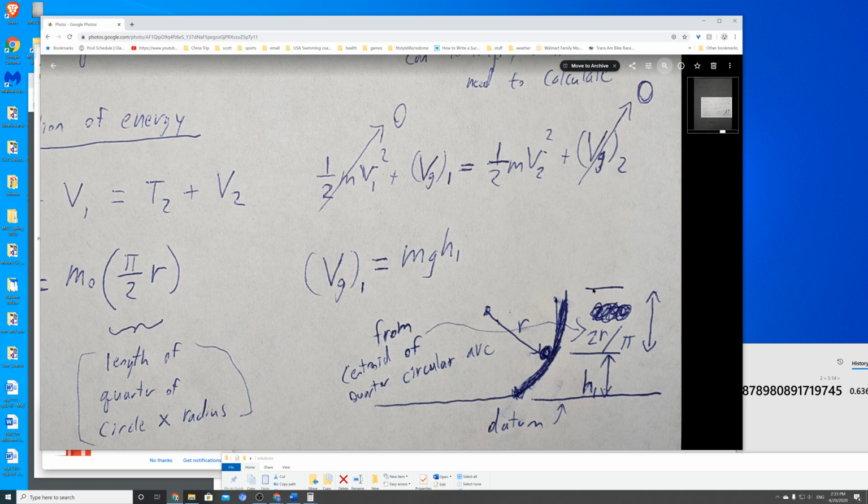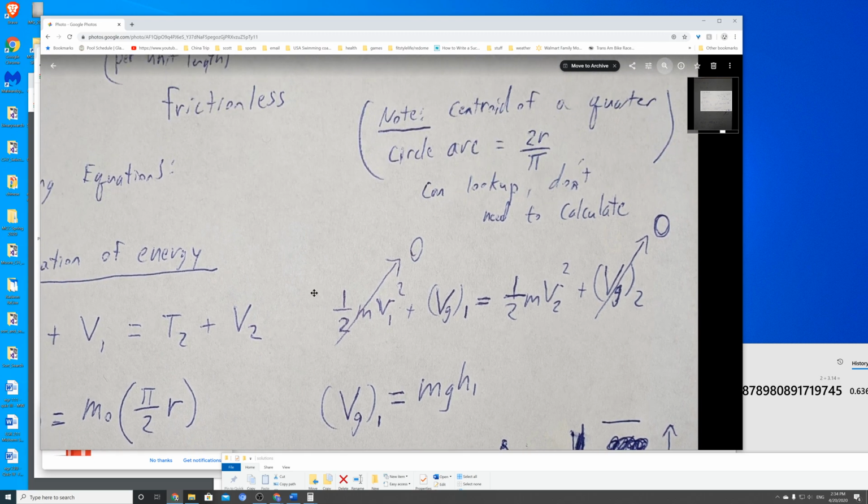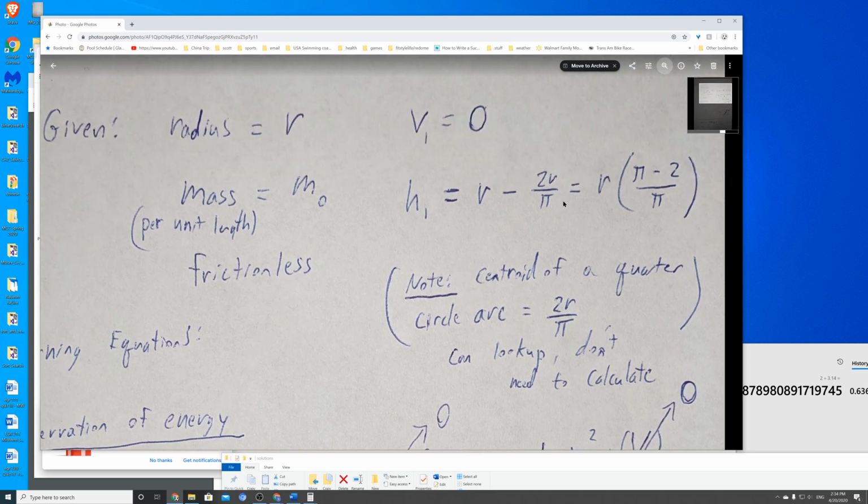Okay. What we're looking for is the h. Well, we know the overall distance from here all the way down to here is r, right? Because it's the same as this radius. So h1 is basically this r from here to here minus 2r over pi. Okay? So that's one of the things we need to recognize to come up with h1.